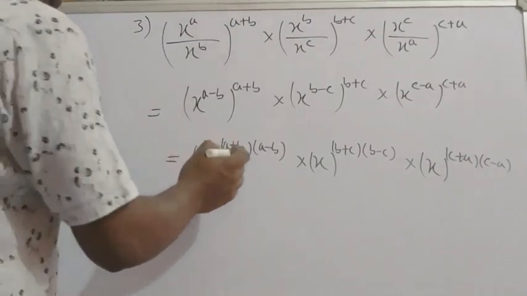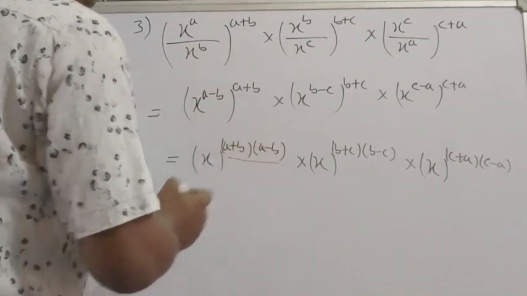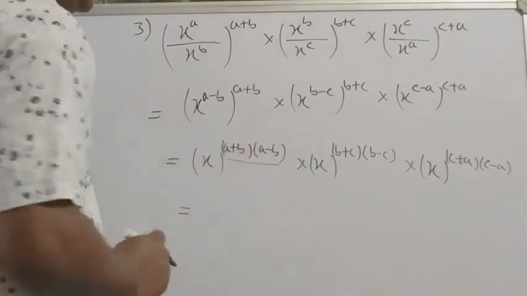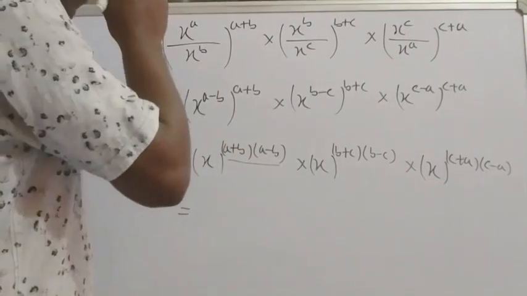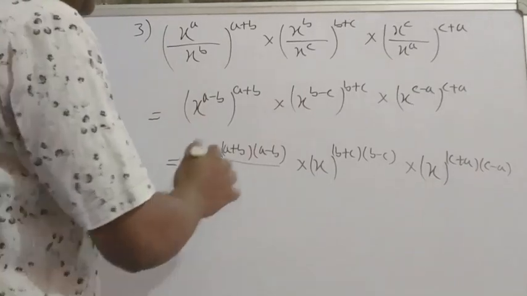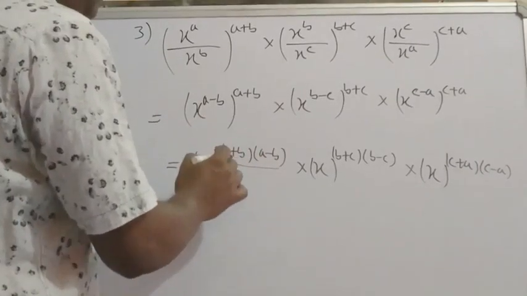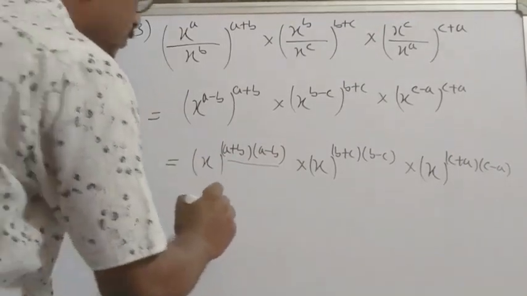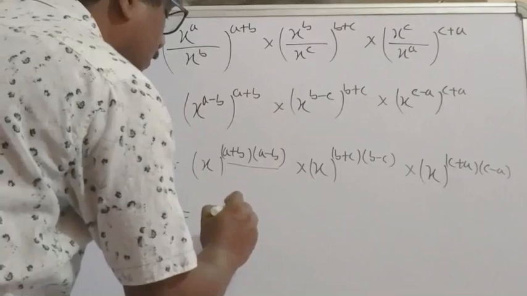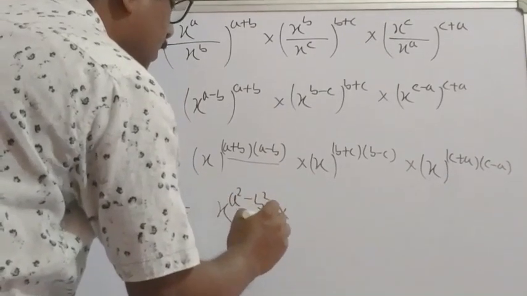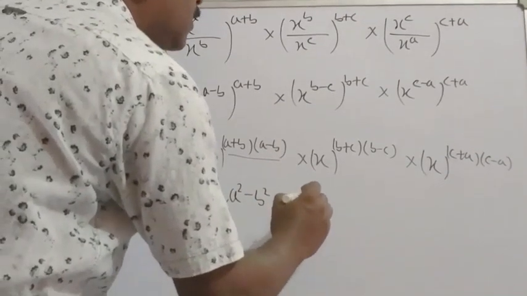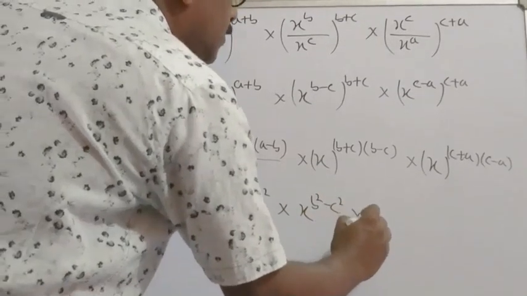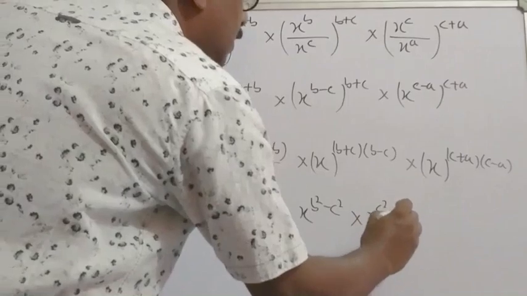Now this is one formula. In algebra you have learned it in class 7 also. a plus b into a minus b, the formula you know: a square minus b square. So directly in place of a plus b into a minus b we can write a square minus b square. So x to the power a square minus b square, into x to the power b square minus c square, into x to the power c square minus a square.